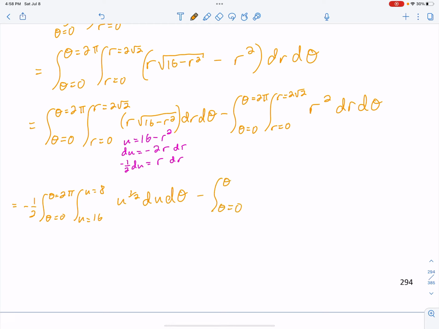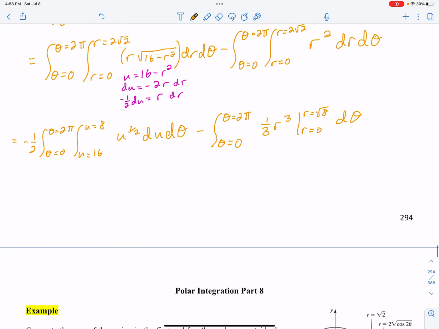I got 0 to 2 pi. And then we get 1/3 r cubed. And then that's ran from 0 to 2 root 2. Or I actually like using root 8. I know everybody wants to switch it, but I like using it. It's easier.